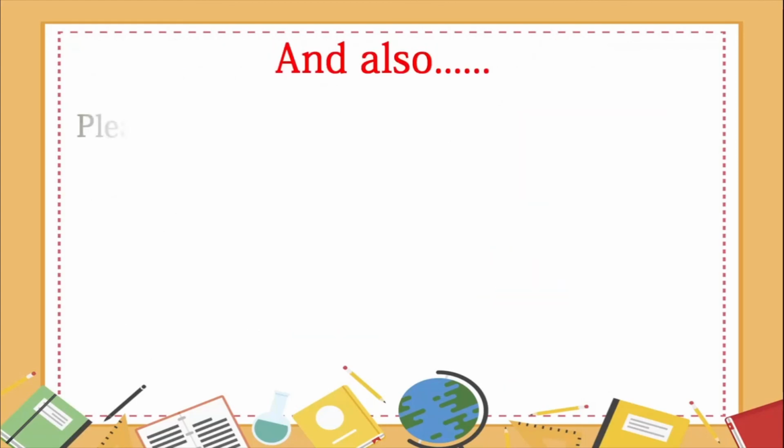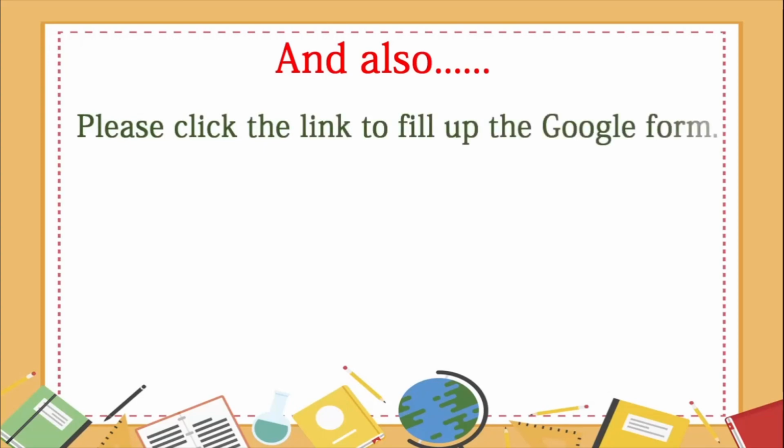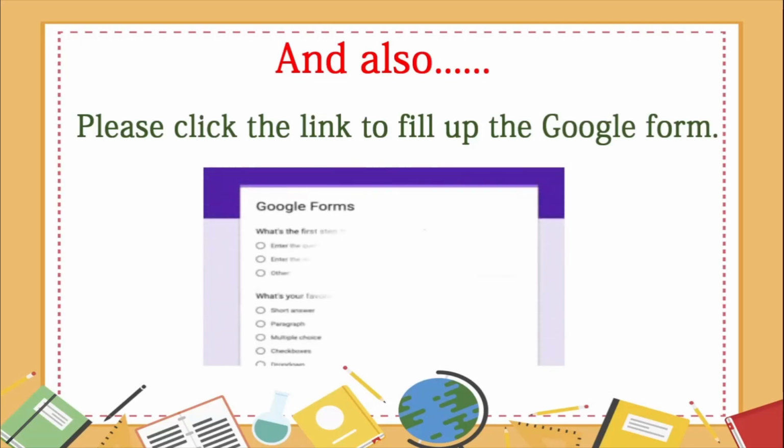After that, we have another task waiting. You will also click on the link which you will find in the description box to fill up the Google form. So now what is the Google form, children? It is nothing but a simple form. There are a few simple questions there about the video which you just saw and also about yourself. So these are the tasks now that you will have to complete after you watch each video.